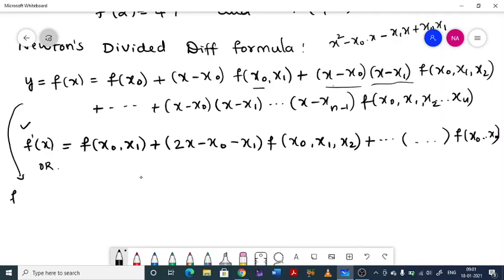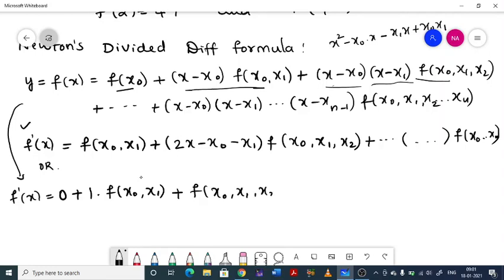Either you can use this, or come to this: f dash of x equal to, so derivative of f of x naught is 0, derivative of this term, so this is constant into derivative of x minus x naught, you get 1 into f of x naught comma x1 plus, here you have product of two terms in x, so write this constant term f of x naught comma x1 comma x2 into, apply product rule here, x minus x naught into derivative of x minus x1, you get 1, plus x minus x1 into derivative of x minus x naught, you get x minus x naught. So that's what I have written here, 2x minus x naught minus x1.